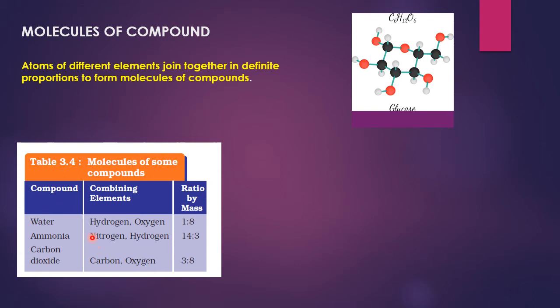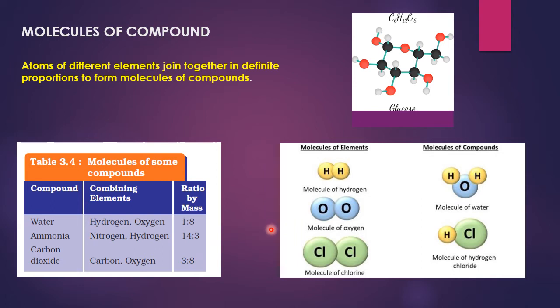Ammonia is formed by nitrogen and hydrogen, NH3, and the ratio by mass is 14:3. Carbon dioxide is formed by carbon and oxygen and the ratio is 3:8. Here are the molecules of elements and molecules of compounds. By putting together both the things, you can understand the difference between two easily.